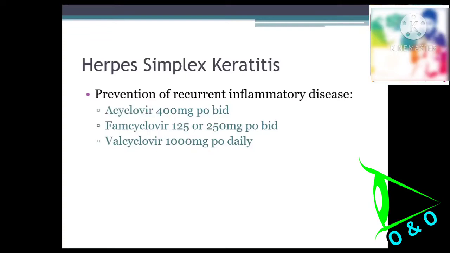With HSV disease, I talked about the doses for acyclovir in the treatment, which was 400 milligrams 5 times a day. But if someone is taking a prophylactic dose, it's going to be lower than the treatment dose. So it's going to be acyclovir 400 milligrams twice a day. Here are some of the alternatives. You can do Valtrex once a day or Famvir, which I don't use quite as often. There's a dosage there.